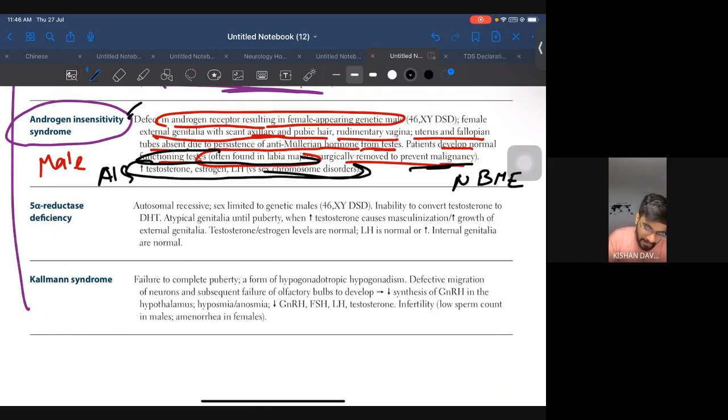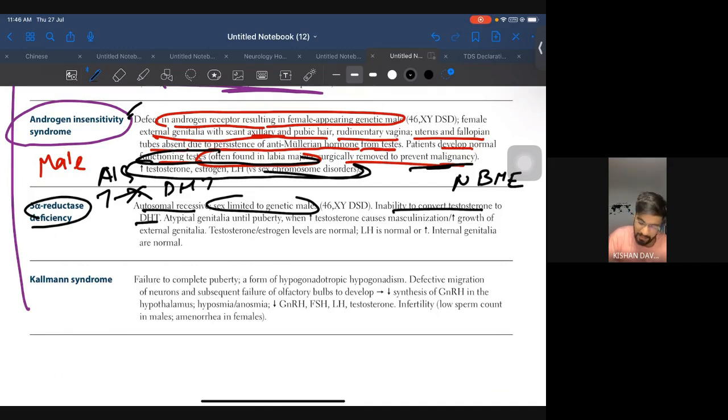Coming to 5 alpha reductase deficiency. What happens in 5 alpha reductase deficiency? Testosterone is not getting converted to DHT. Autosomal recessive, sex limited to genetic males because it is about males only. Inability to convert testosterone to DHT. So atypical genitalia.